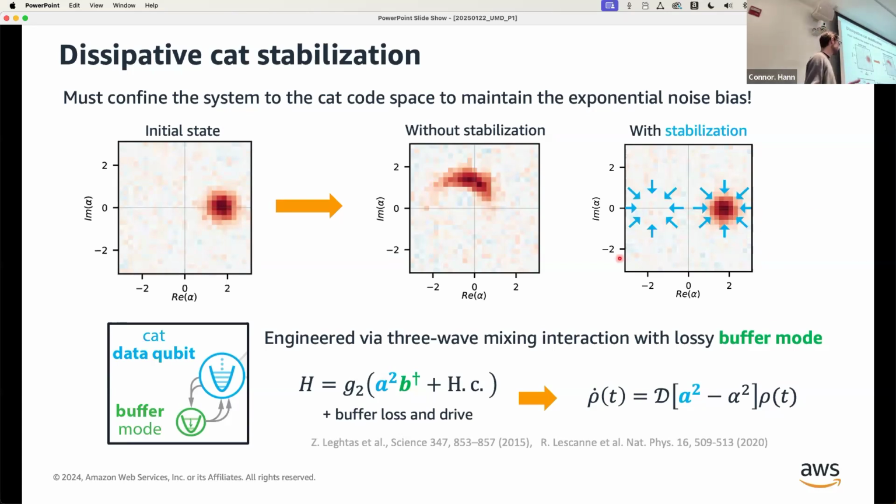So the takeaway here at the end of the day is that in an experiment, essentially we can flip a switch in order to turn on this interaction here, and then we'll realize this stabilizing mechanism that should give us this exponential suppression of bit flips.